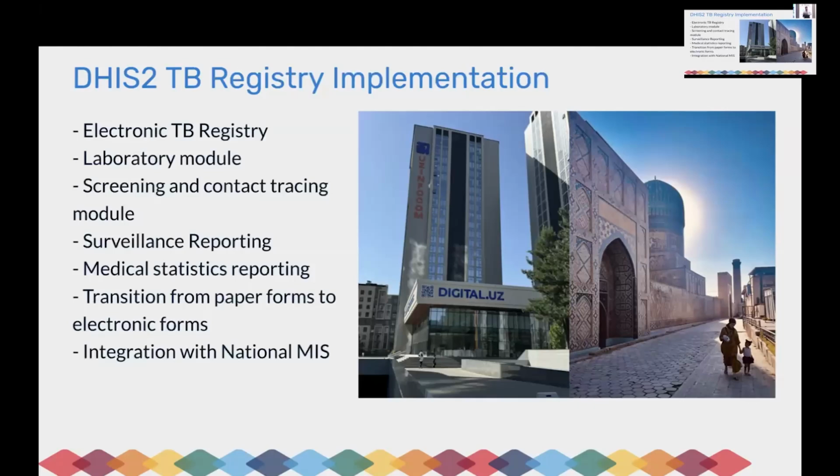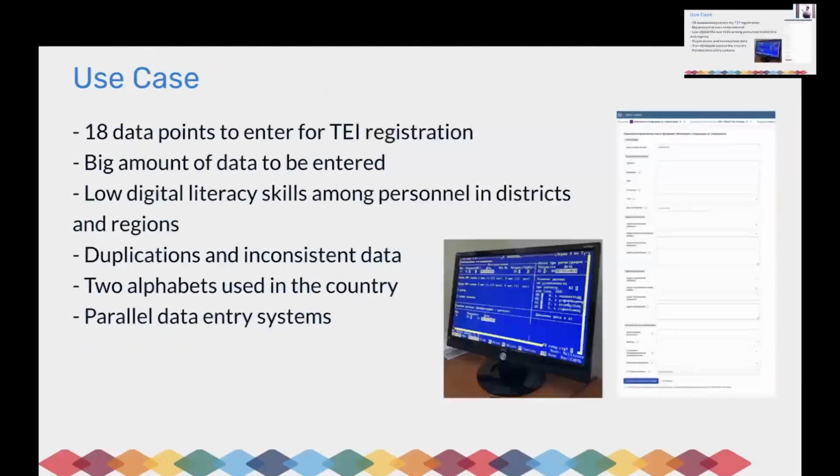So what was the use case here? In the tracker system itself, when registering a TB case, and I've put a screenshot from the DHIS2, we have 18 data points for each case. And I think within the first week of the implementation, they registered 3,000 cases. We are dealing with a lot of data that has to be entered into the system.